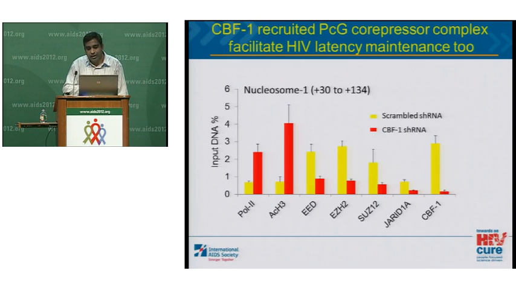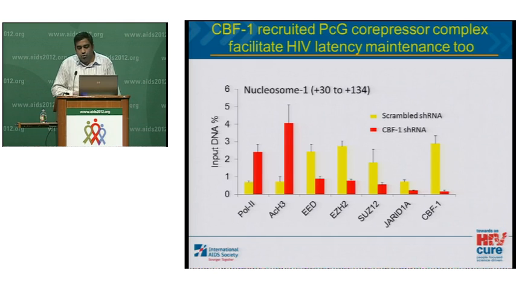So what it demonstrates is that polycomb group co-repressor complex not only contains the enzymes which induce repressive chromatin structure, but also contains the enzyme which removes the active chromatin structure. So what it suggests is that CBF1, by recruiting the polycomb group co-repressor complex at HIV LTR, not only facilitates the establishment of HIV latency, but also supports the maintenance of HIV latency.